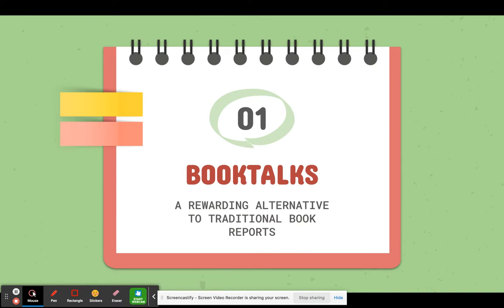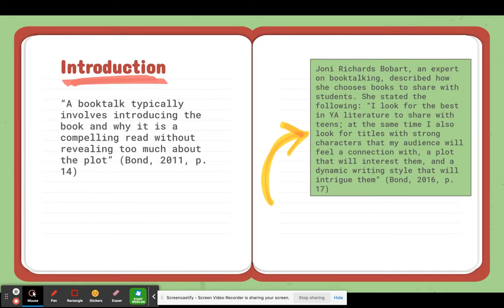So, first up is book talks, a rewarding alternative to traditional book reports. The first chapter of Ernest Bond's Literature and the Young Adult Reader had a heavy focus on book talks, what they are, how to implement them, and what they should look like in the school system. The book states that a book talk typically involves introducing the book and why it is a compelling read without revealing too much about the plot.